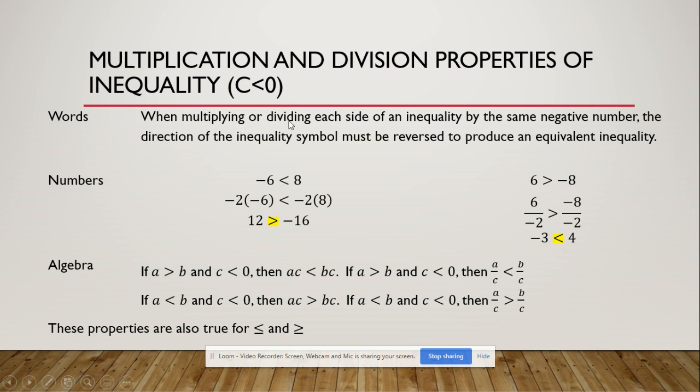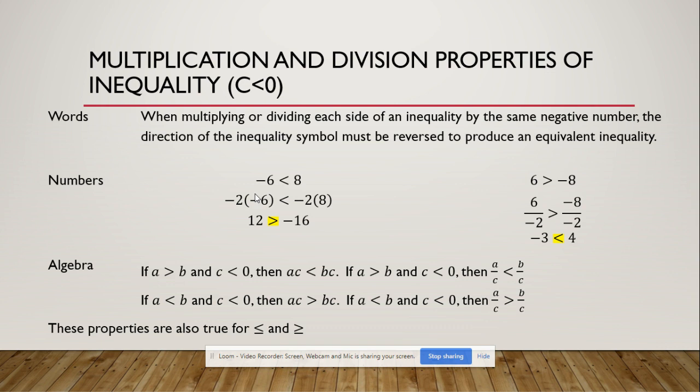Whenever we multiply or divide each side of an inequality by the same negative number, the direction of the inequality symbol has to be reversed in order to produce an equivalent inequality. Look at the numbers to see what that means. Here we have -6 is less than 8, definitely true. This time we're going to multiply by -2 rather than +2. -2 times -6 becomes +12, and -2 times +8 becomes -16.